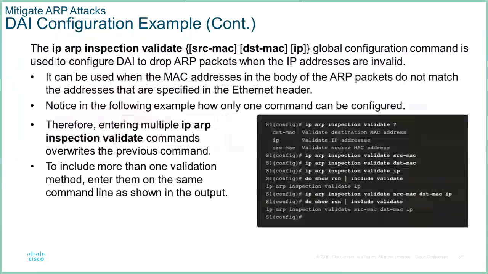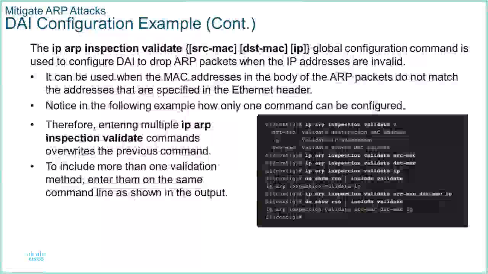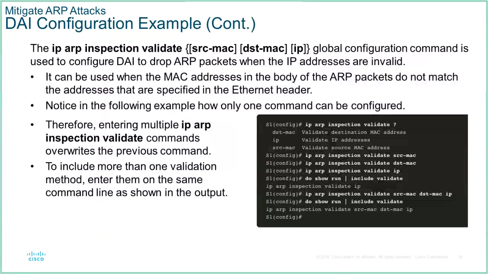So we can validate these source, destination, and IP addresses. We can have multiple validate commands, up to 3 of them, because there's 3 options. So we can validate the source address, the destination address, and the IP address.